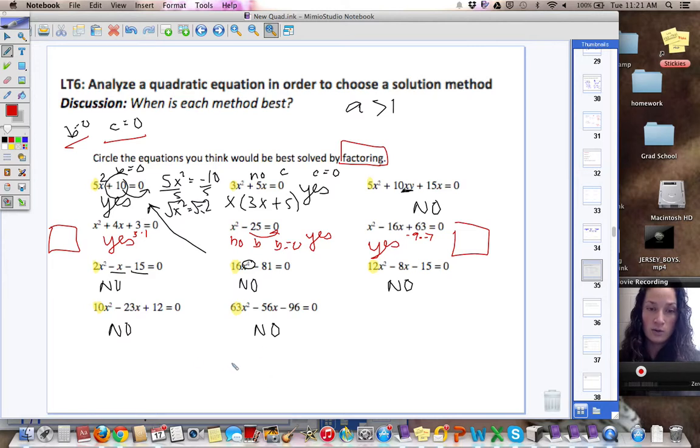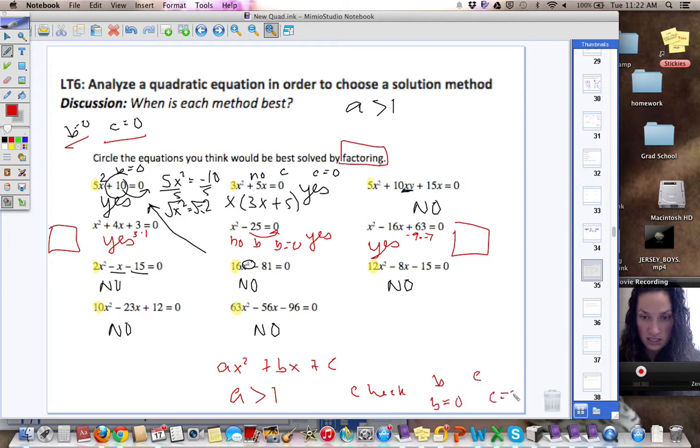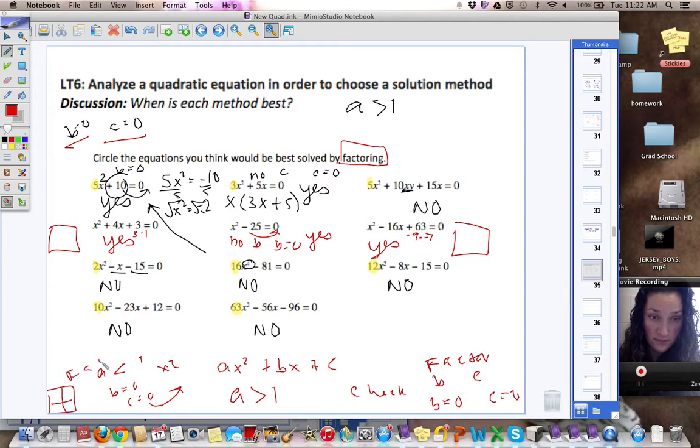So the moral to the story, if you want to write this: it's ax squared plus bx plus c. If a is greater than 1, we want to check if there's a b and a c value. If b equals 0 or if c equals 0, you can probably factor. After you check those ones, for the others, you want to check if you can do the box, or if b equals 0 or c equals 0, you want to see if you can pull out an x or move the thing to the other side, and then you could factor.